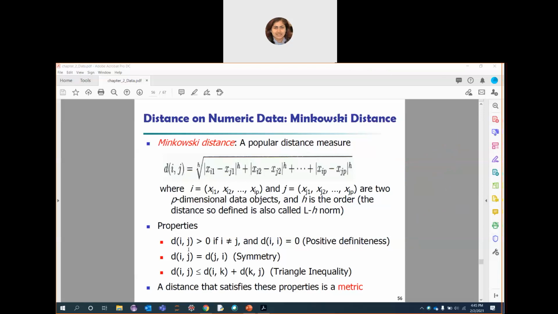Then these are some of the properties of how the distance measure will vary. If the distance between two objects i and j is greater than 0, that means there is some distance, so they are not similar, that is i not equal to j. If the distance between the same object i and i is 0, that means there is positive definiteness, that they are similar. Another condition is the triangle inequality, among the properties.